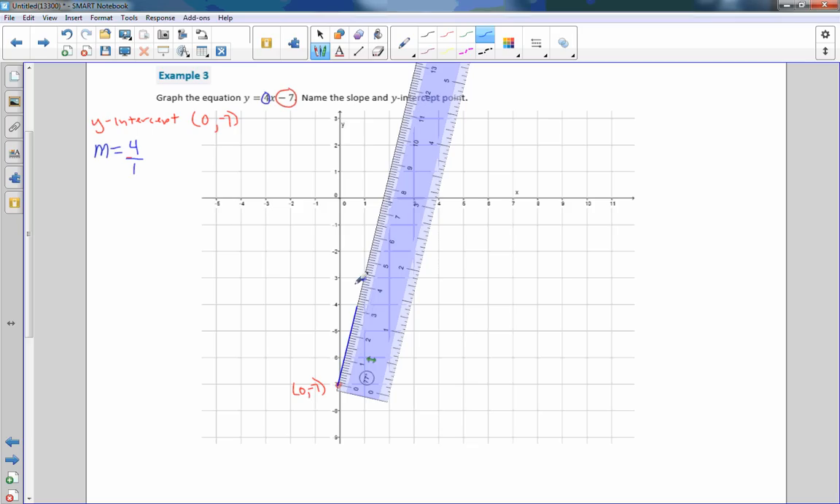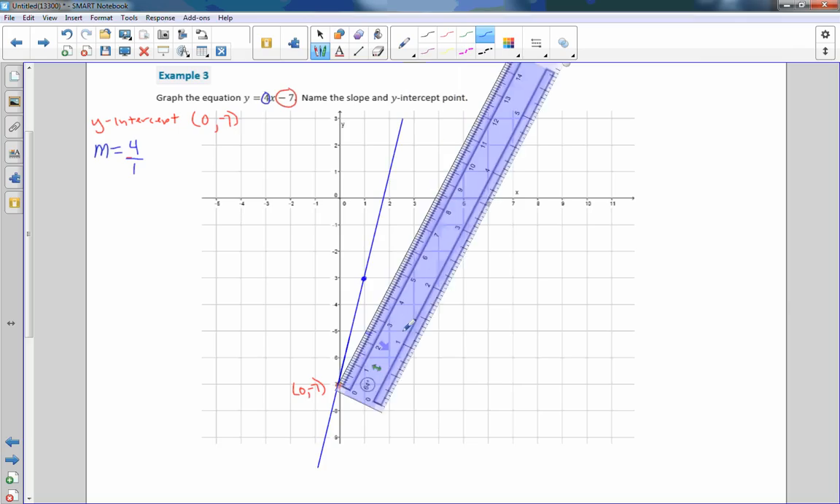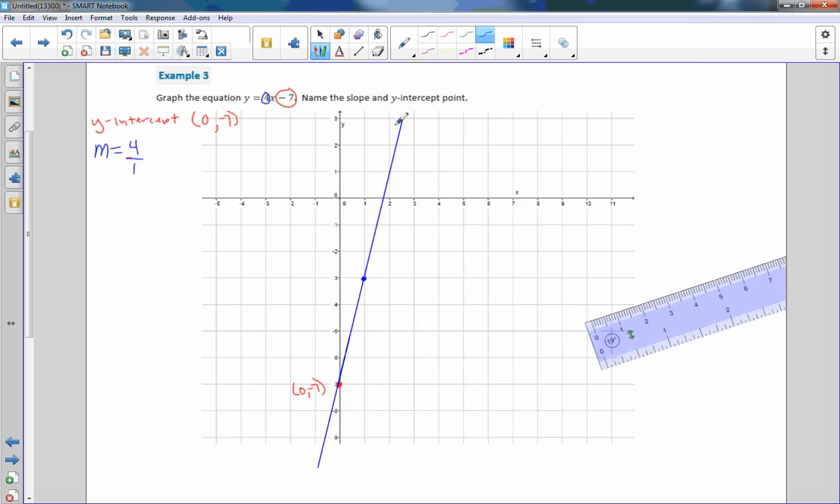And draw a straight line. And actually I can go in both directions. Okay, so there's my line. As you can see, it was an increase of 4 and a distance to the right of 1. Okay, so this would be my P. This point here would be my Q, and this would be my R.